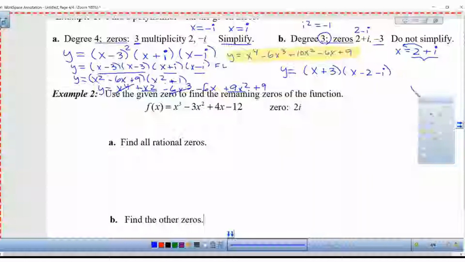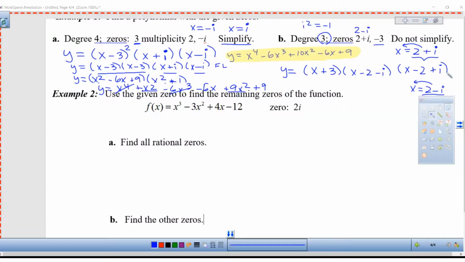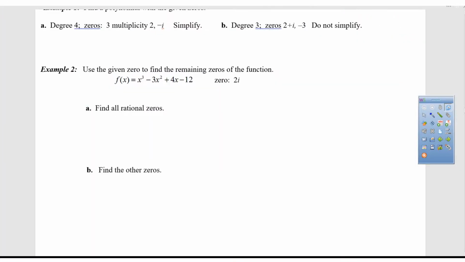Then you also have a solution of x equals 2 minus i. So take those guys and pull them that way. So then you have an x minus 2 plus i. I would never have you multiply something like that out. The directions say do not simplify. That means do not multiply. Okay, so that's it. Okay, so question 2 looks a lot like what we did in 5.5.